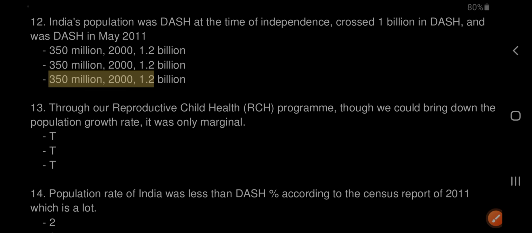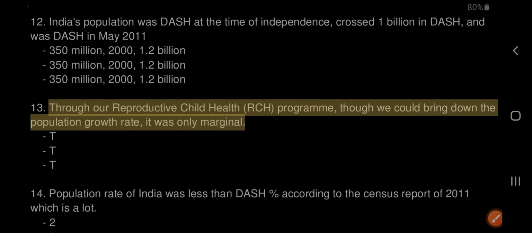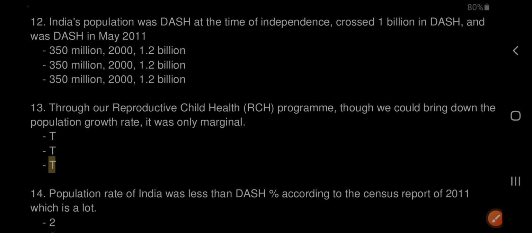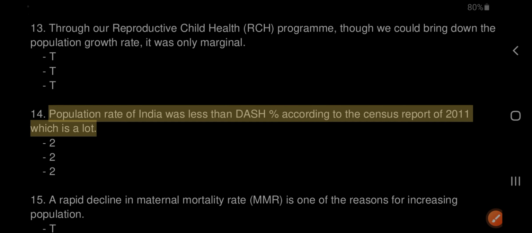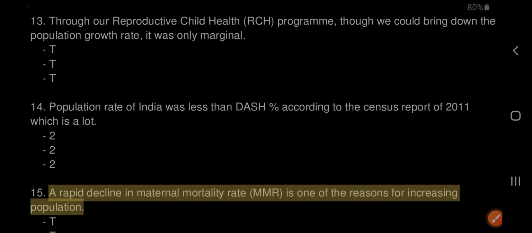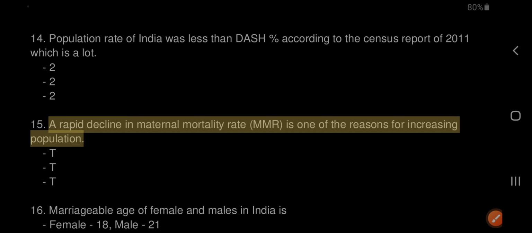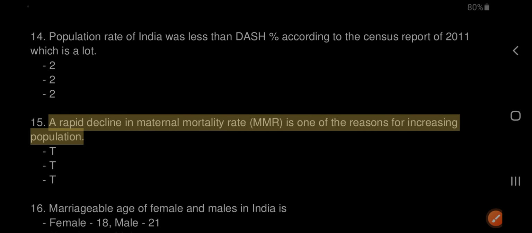13. Through our Reproductive Child Health (RCH) program, though we could bring down the population growth rate, it was only marginal. 14. Population growth rate of India was less than 2 percent according to the census report of 2011, which is still a lot. 15. A rapid decline in maternal mortality rate (MMR) is one of the reasons for increasing population.